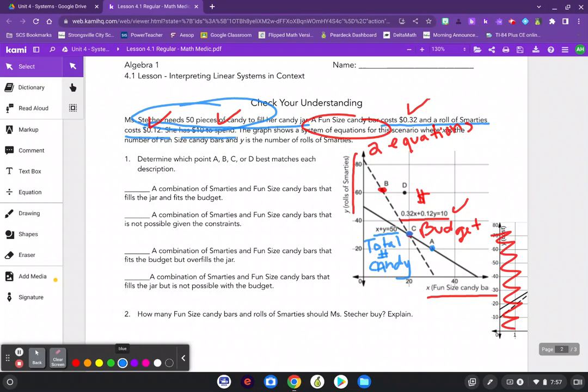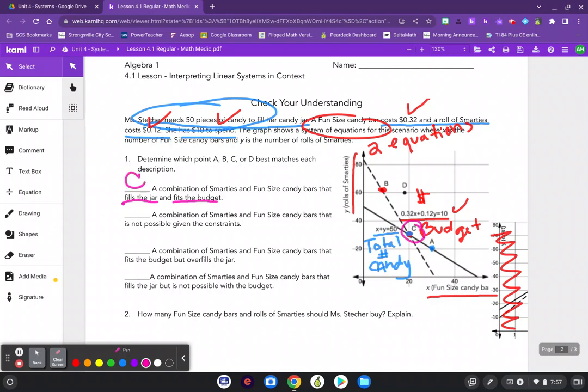Okay, so let's read these descriptions. It says, a combination of Smarties and fun-sized candy bars that fills the jar and fits the budget. And what that means is that I'm looking for a point that is going to be on both of those lines, a line that represents spending $10 and the line that represents filling my jar. And that is going to be this point C, this intersection.